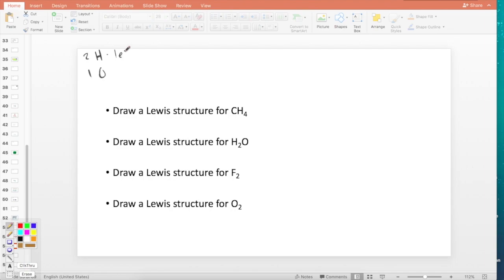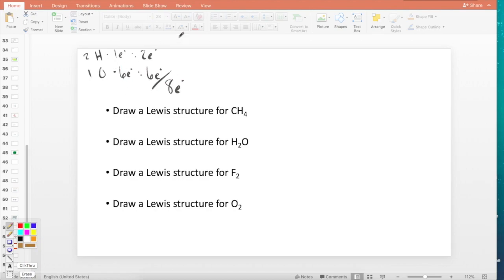They're bringing 1 electron each for a total of 2. 1 oxygen. Oxygen is in group 16. It has 6 valence electrons. Remember, I'm just worried about the valence electrons. So it brings a total of 6. I have a total of 8 valence electrons.